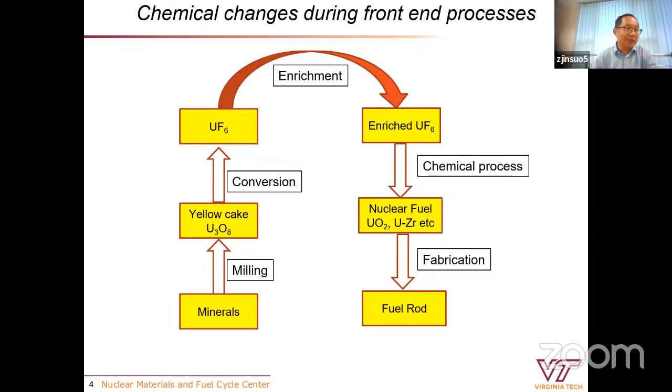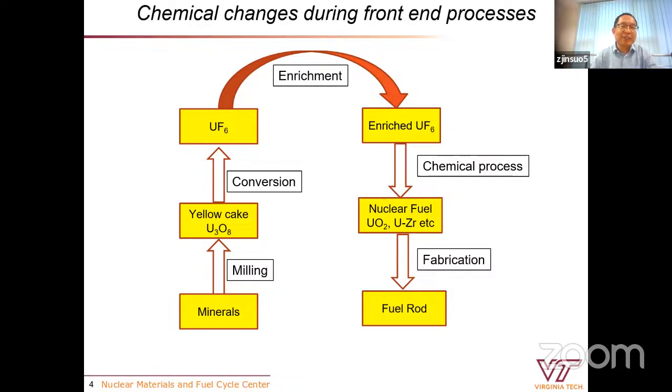You have minerals, and you mine them and mill them to make U3O8. U3O8 is a mixture of uranium oxides, and it's yellowcake. It looks yellow and is a very powdery material. After that, we do a conversion process and make it into UF6. UF6 can be a gas, a solid, or a liquid, depending on the pressure at room temperature.